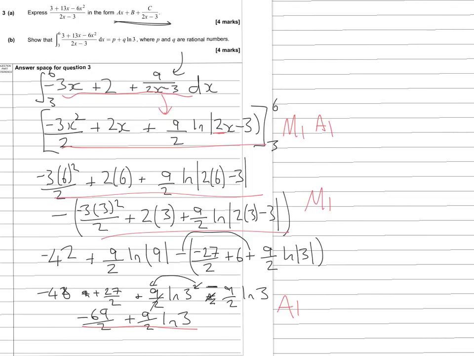For part A, there were 3 accuracy marks, 1 for A, 1 for B, and 1 for C, and there was 1 method mark awarded for whichever method you used, whether it was long division or substitution.